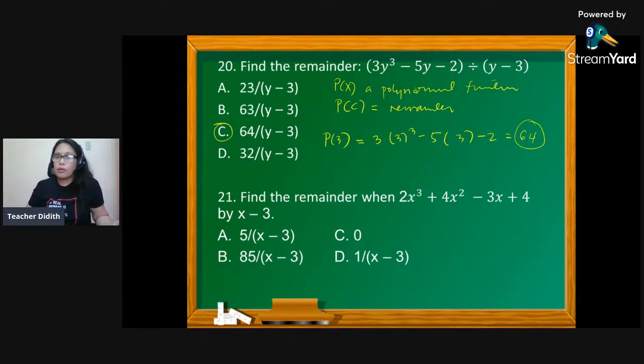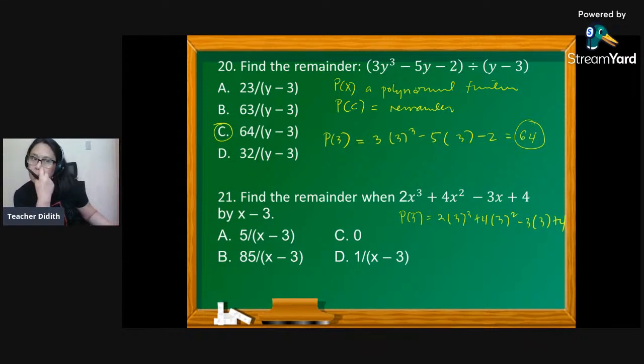Find the remainder when 2x cubed plus 4x squared. So, same thing, no? So, we will actually solve for p of 3. So, this is 2 times 3 cubed plus 4 quantity 3 squared minus 3 quantity times 3 plus 4. So, what is the answer there? Plus 4, 3 squared minus 3 times 3 plus 4.